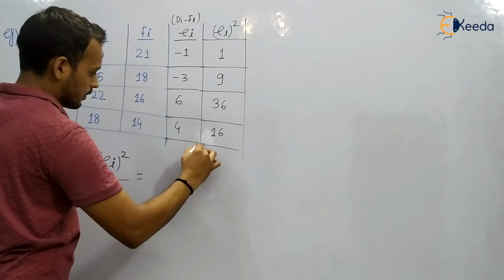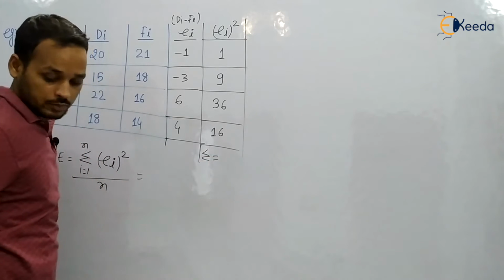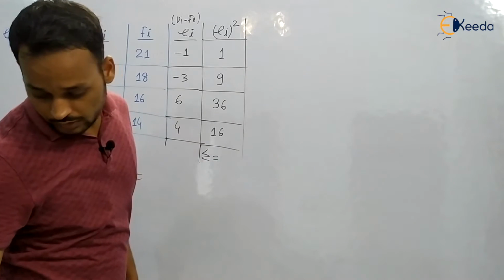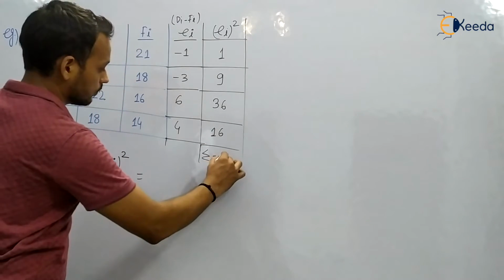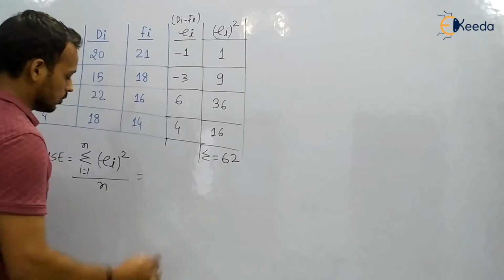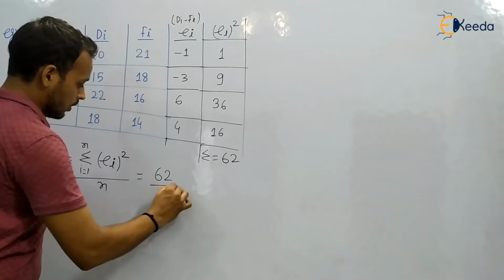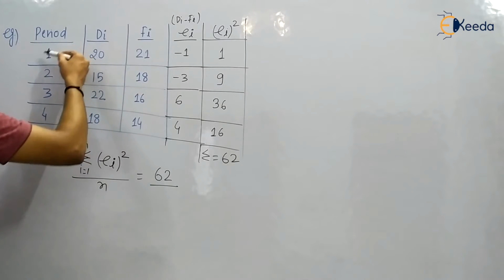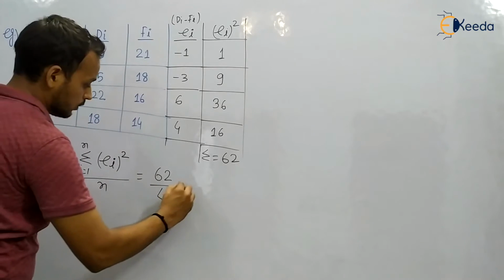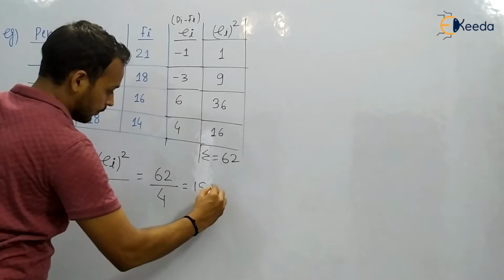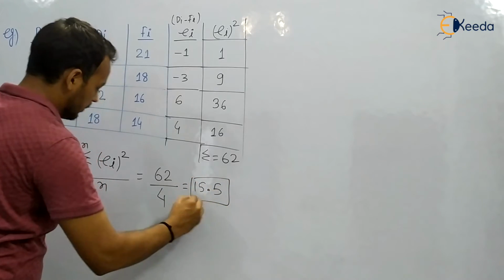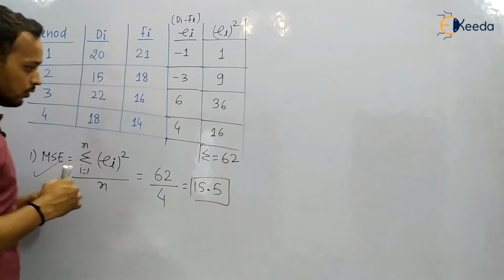So just take the summation. ei square is going to be 62. So this is 62 upon total number of periods, that is 1, 2, 3 and 4. So it is going to be 15.5. So we have found the MSE.